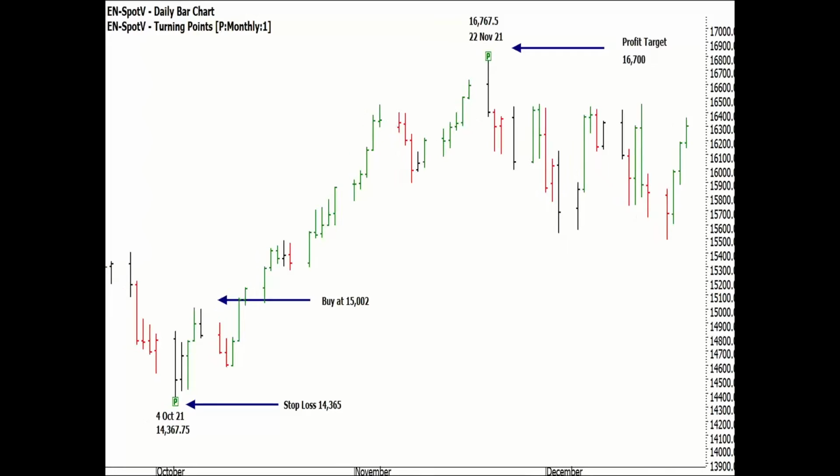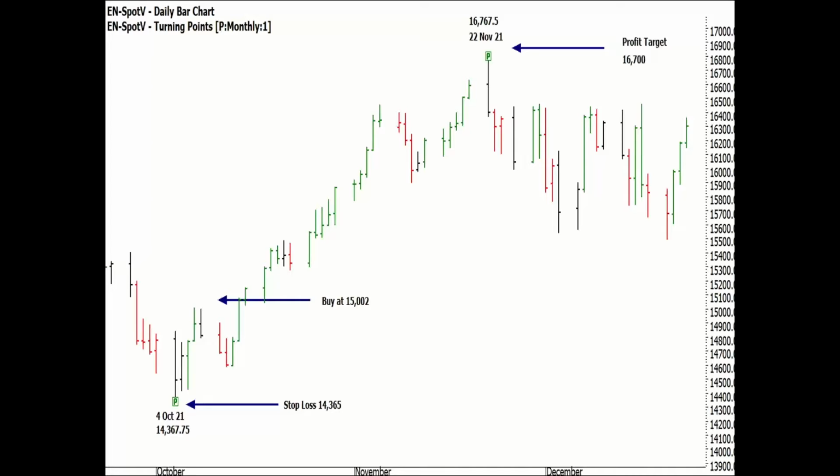Let's assume that you correctly identified the trend of the market and you saw that it was going up, and you entered the market buying at 15,002 points. The Nasdaq works in points. If that confuses you, just treat that as $1 per point. Let's say you bought the Nasdaq at 15,002 and you had a stop loss at 14,365. That amount would be your risk on the trade.